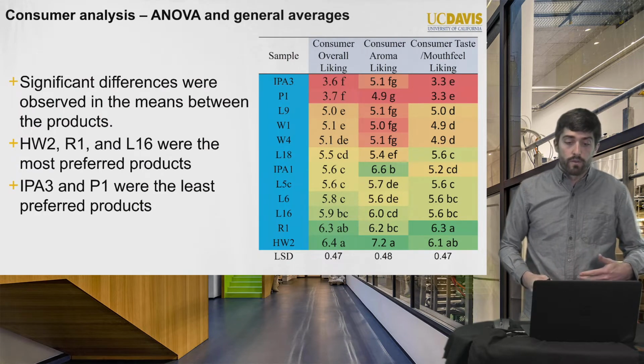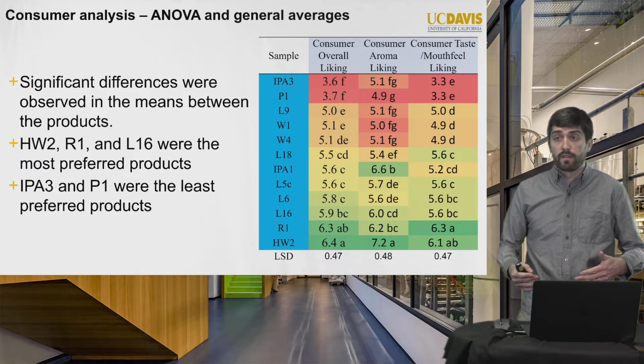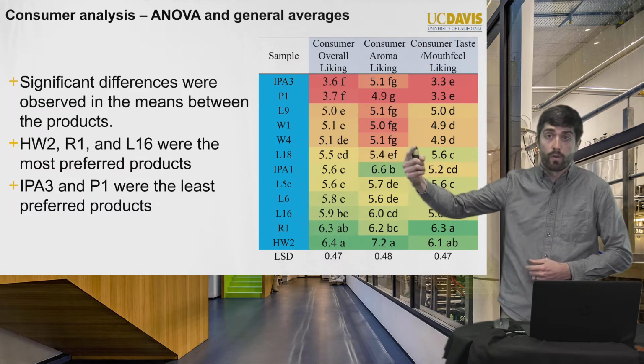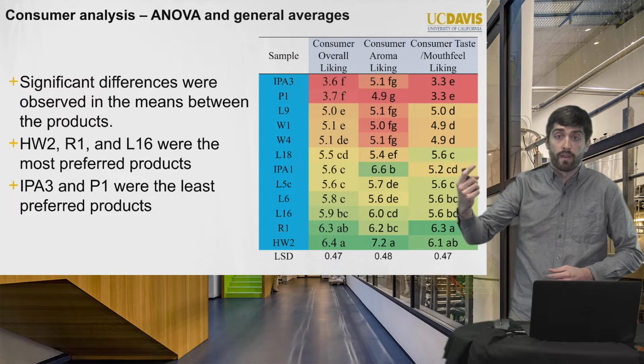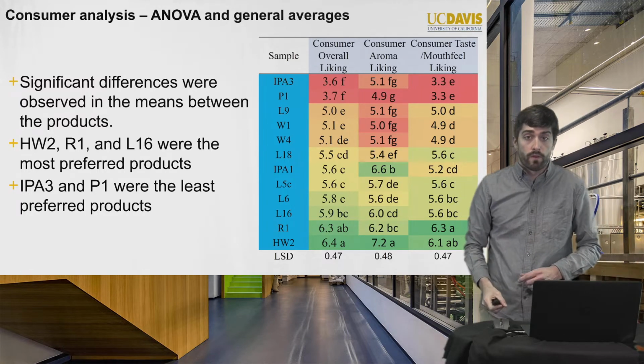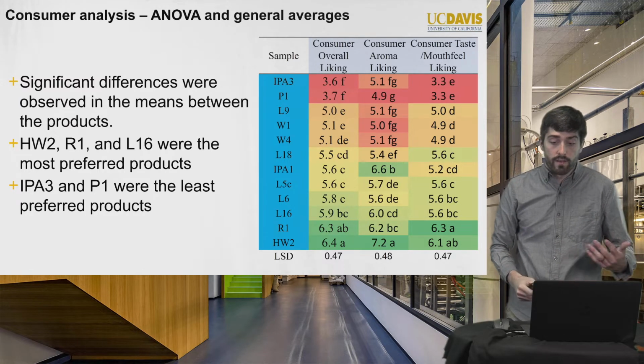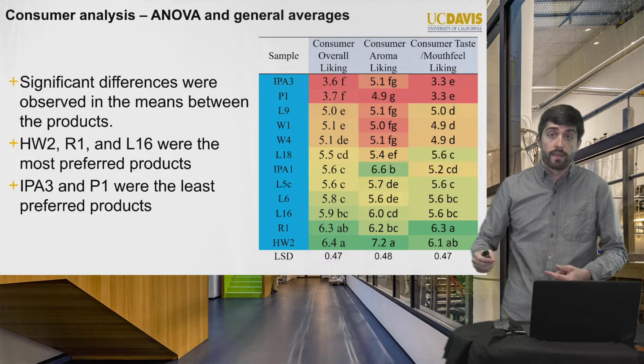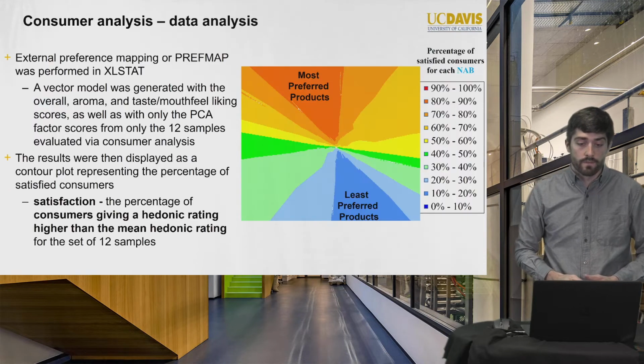And again, we used an analysis of variance, or ANOVA, as well as mean comparisons to see if there were significant differences in the way the consumers were rating the overall liking, the aroma liking, or the taste and mouthfeel liking. And the most preferred samples are down there at the bottom. We can see Hopwater 2, Radler 1, and Lager 16 were the most preferred, and the least preferred were at the top here, IPA 3 or Pale Ale 1.